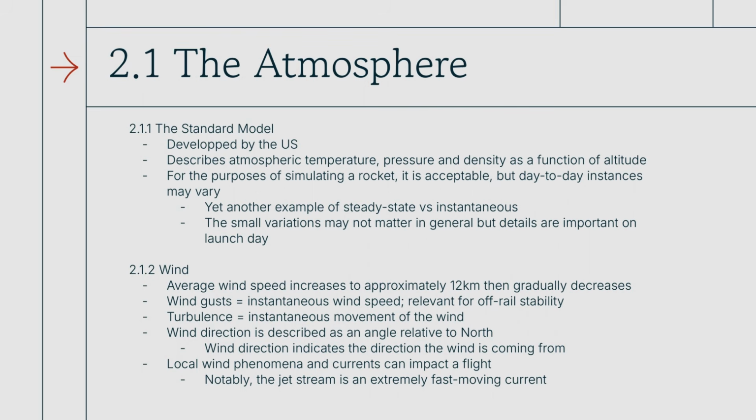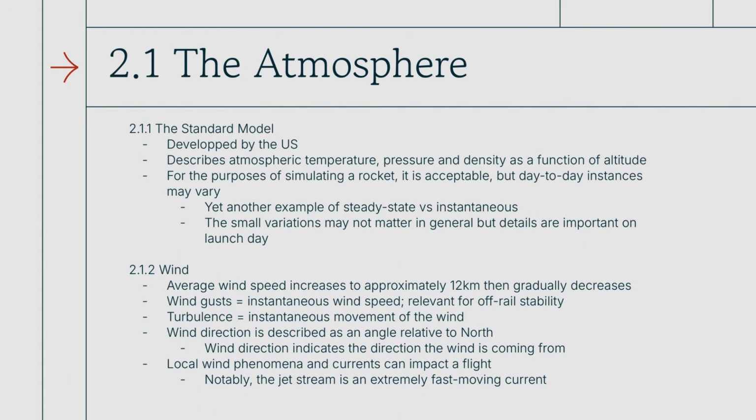Wind, average wind speed increases approximately until 12 kilometers, and then it tapers off. Wind gusts refer to the instantaneous wind speed, and then average wind speed obviously is the average of that. So within some time frame, say a day, you will get an average wind speed, and then you'll have wind gusts, which is like the maximum speed that wind reached. Wind gusts are super relevant on the ground when you're trying to launch a rocket. They can affect your stability a lot.